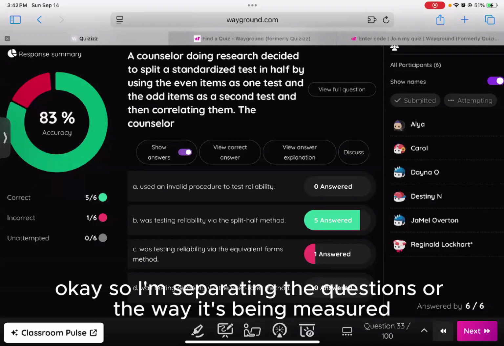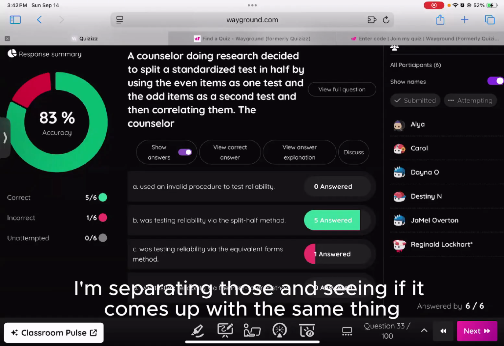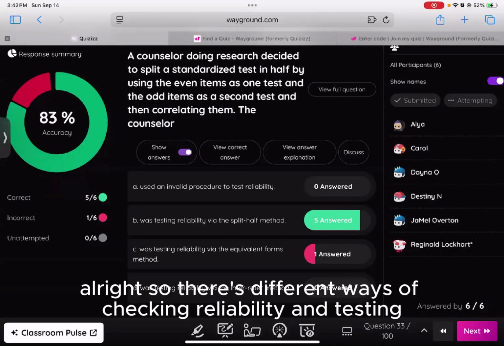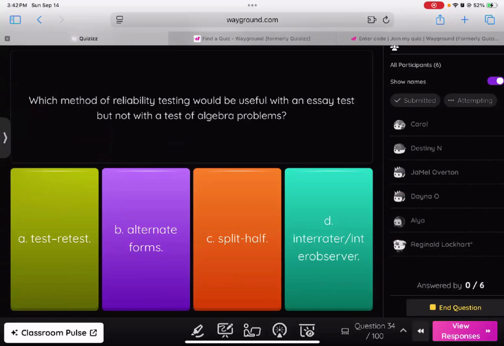Because I'm separating the questions or the way it's being measured, the scales and questions that it asks. I'm separating those and seeing if it comes up with the same thing. Is it reliable? Right, so there's different ways of checking reliability and testing, as you can all tell. All right, next one.